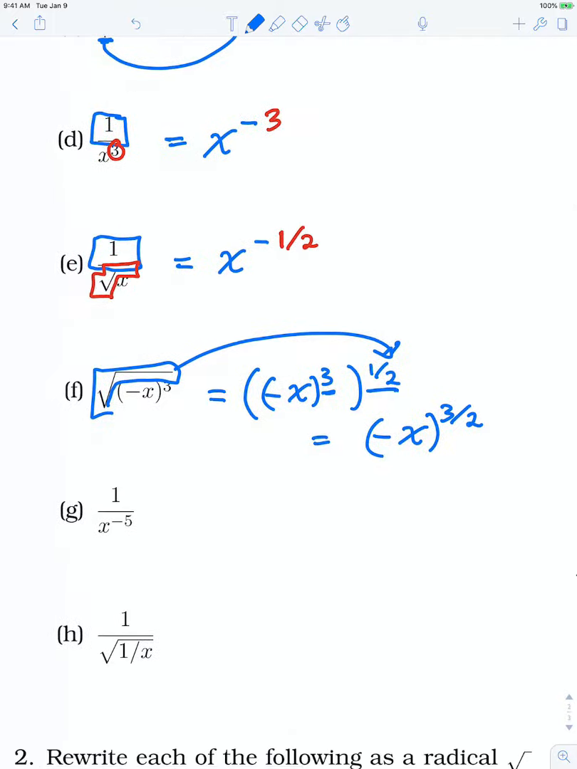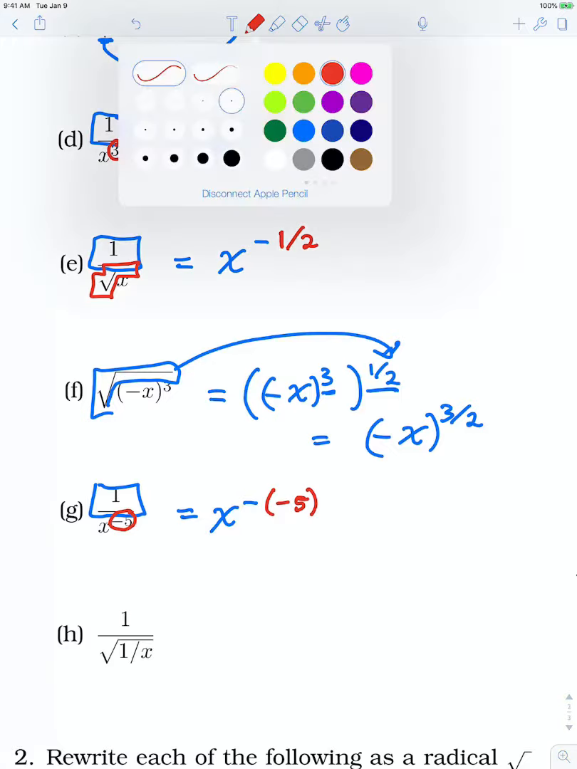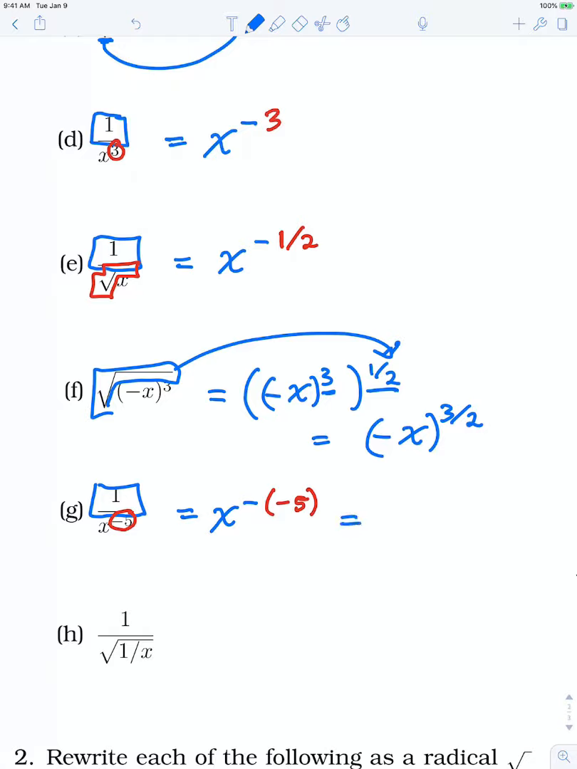Okay, part G, again there are two things that are getting combined here. We have 1 over, and so that will be x to the negative something. And then you look at what's on the bottom, and you say, well, what is this something? It's a -5. So that should be negative x to the negative parentheses -5. And you can probably see that the two negatives cancel. When you have a double negative, they cancel and they leave you something positive. So this is just x to the 5.